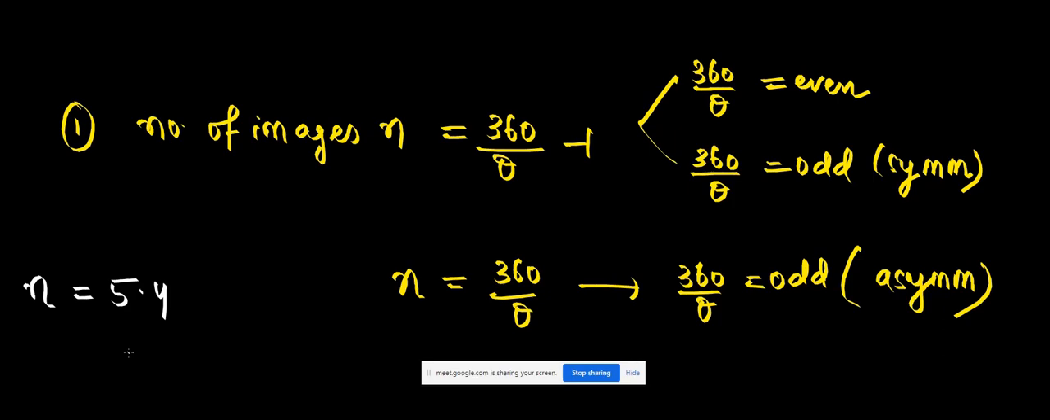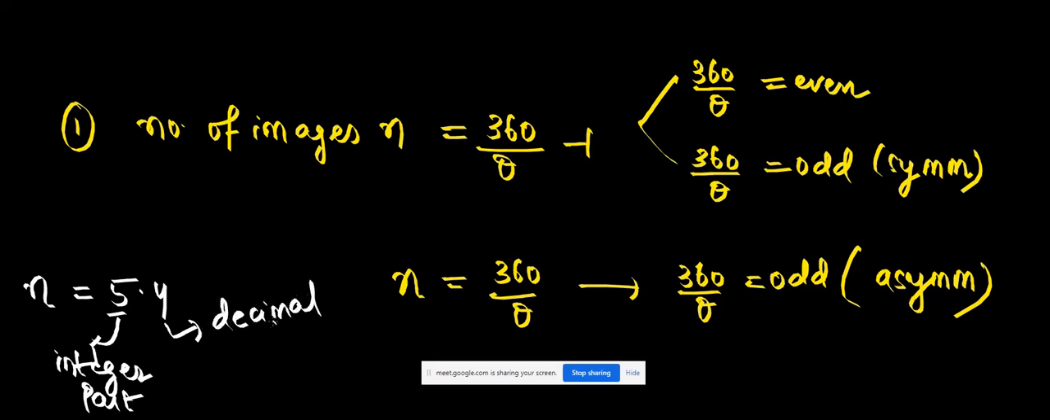Say 0.4? You can't say that, right? So in these cases, this is the integer part and this is the decimal part. If you get any decimal numbers, this decimal part is not considered for the number of images. Only 5 should come.